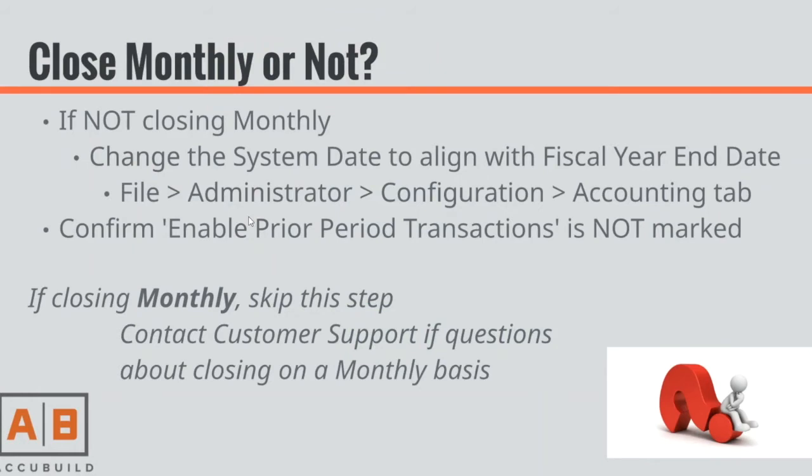If you are not closing monthly, you'll need to navigate to File, System Administrator, Configuration, and click on the Accounting tab. Do not change the fiscal year end, only the system cutoff date. Update the system cutoff date to match the first day of the last month of your fiscal year end. On the next slide, we'll look at some examples. Be sure that the Enable Prior Period Transactions checkbox is not marked. If you would like more information about closing on a monthly basis, please contact customer support.